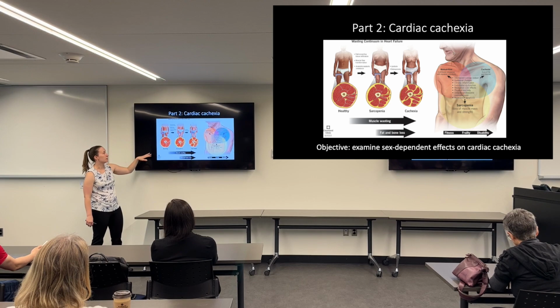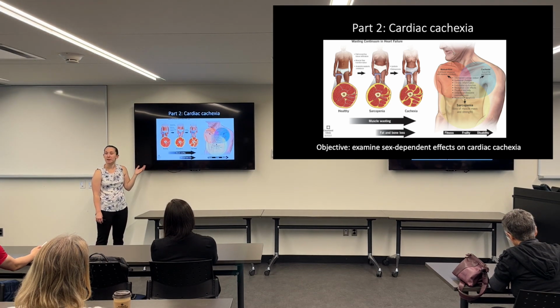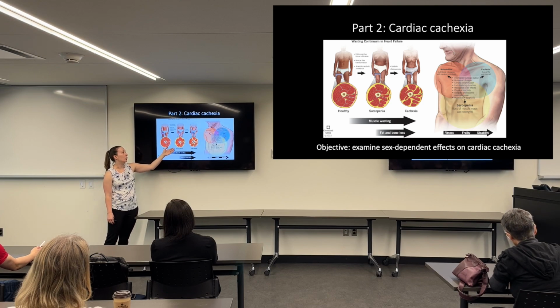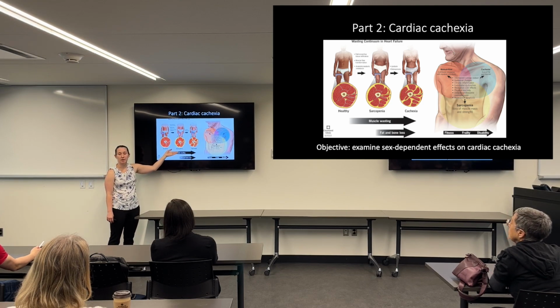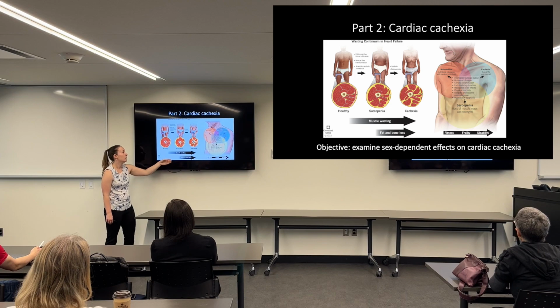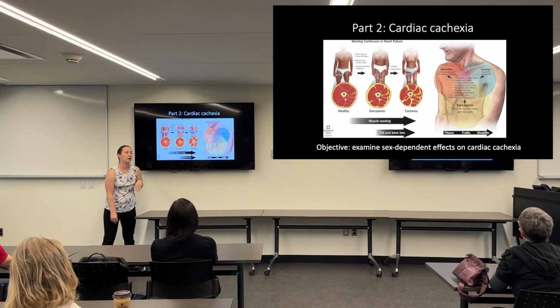So here we're just looking at a cartoon representation of these changes in muscle mass, either in a healthy person or an older person. Sometimes we call it sarcopenia, which is age-related muscle loss, but in cachexia, it's even more severe.